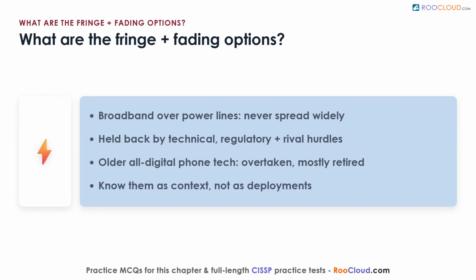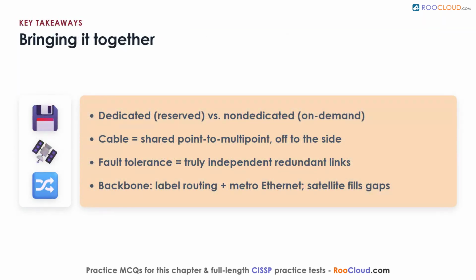They show why the market settled on the winners it did, even if you rarely deploy them now. So let's bring it together. WAN links split into dedicated, always reserved connections, and non-dedicated ones you establish on demand, with cable internet sitting off to the side as shared point to multipoint. Fault tolerance means truly independent, redundant links, not two that share a backbone. The backbone itself leans on label-based routing and Metro Ethernet. Satellite fills the gaps the wires cannot, and older ideas like powerline broadband and legacy digital phone service explain the roads not taken. Match the technology to distance, bandwidth, latency, and budget.